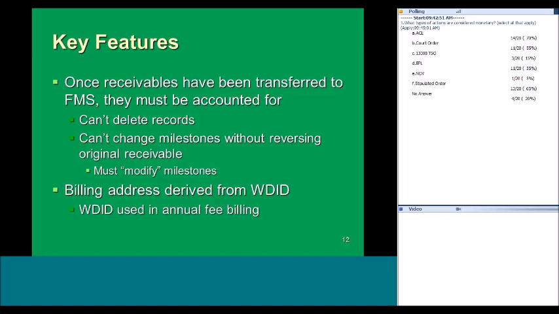Another feature is that the billing address is derived from the WDID, and the WDID is what is used in the annual fee billing, so our accounting system already has a customer record for it. So you have the first choice is to use the WDID, and the system will automatically pick up the billing address associated to that WDID. If you have a site that isn't under requirements so it doesn't get an annual fee, then you have the option of entering a billing address directly into the ACL record or the monetary assessment record.